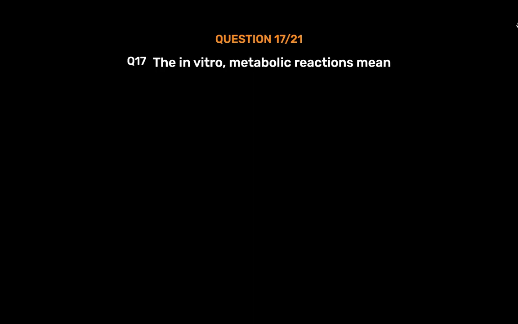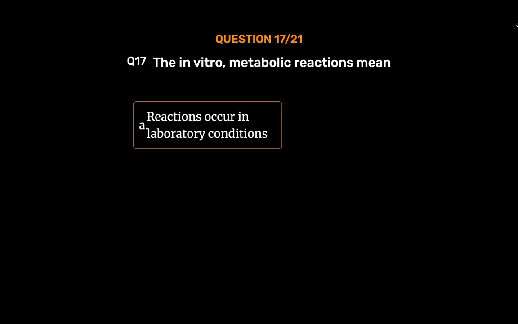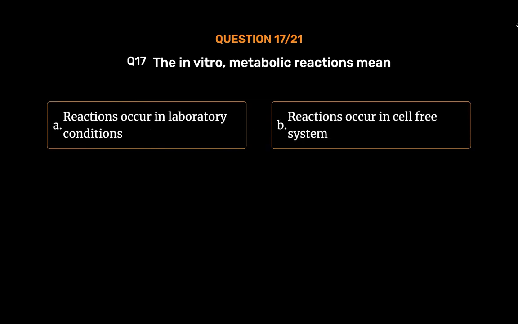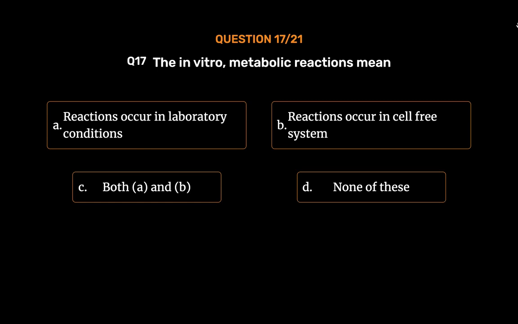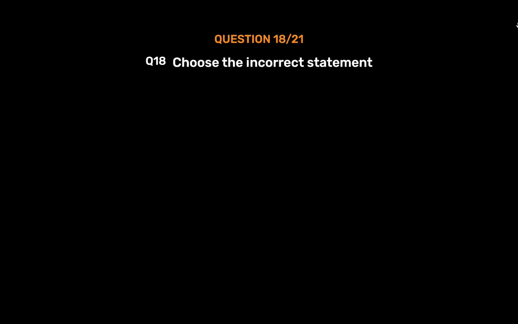Question number 17. The in vitro metabolic reactions mean Option A. Reactions occur in laboratory conditions. Option B. Reactions occur in cell-free system. Option C. Both A and B. Option D. None of these. The correct answer is Option C. Both A and B.